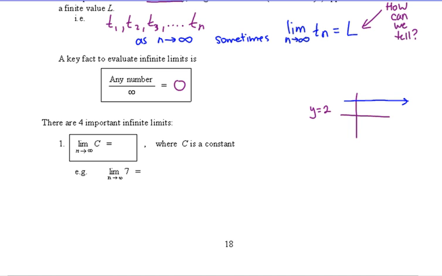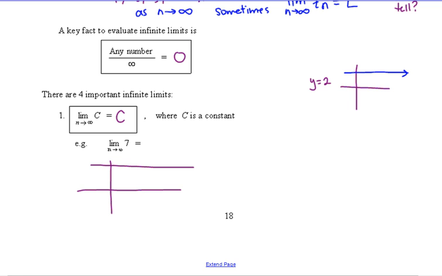Okay. So if x is our n in this case, as x approaches infinity, what will our y value approach? 2 still. It doesn't matter. It's always 2, right? It's a constant. And so if we have a constant, the limit as n approaches infinity for a constant is equal to that constant.